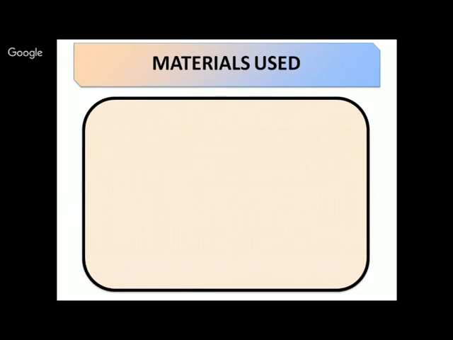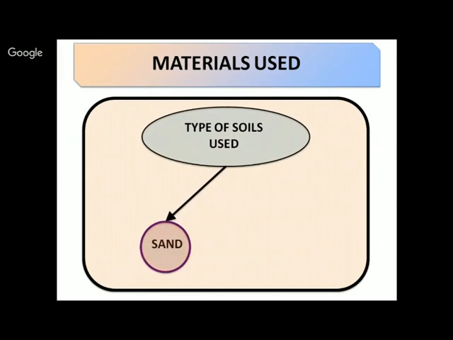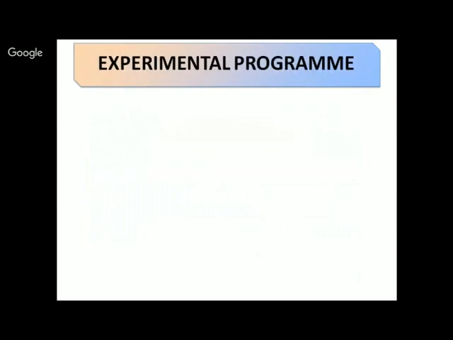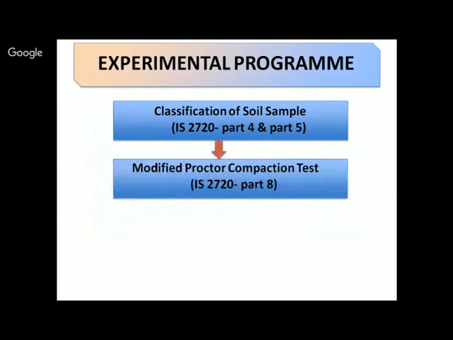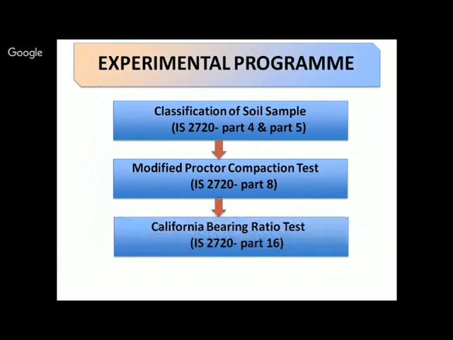Coming down to the materials used, the types of soil used are sand and clay. Experimental program involved in this research. First, we classify the soil based on IS 2720 part 4 and 5. By doing this, we came to know one soil is sand and one soil is clay. Next, modified Proctor compaction tests were done based on IS 2720 part 8. And thirdly, the California bearing ratio test was done as per IS 2720 part 16.